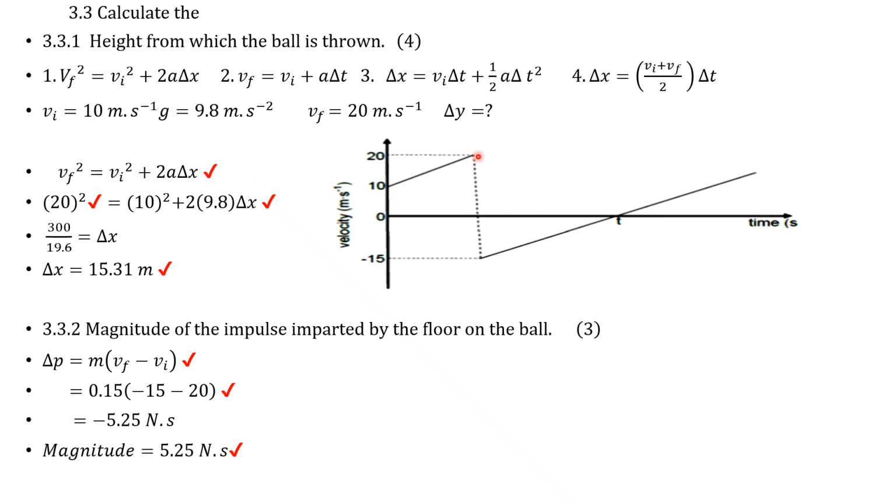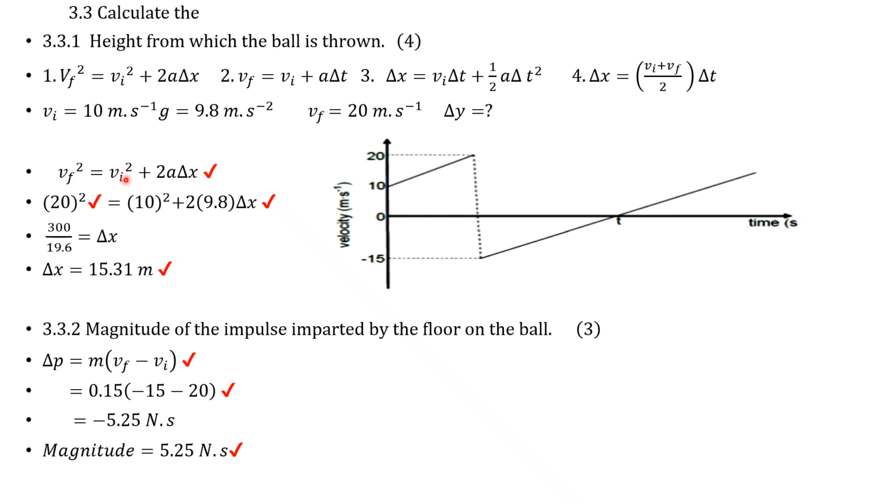When it made contact with the floor, it was at 20 meters per second. While being thrown through the air, gravity always acts, so gravity there is 9.8 meters per second squared. And to know the change in x, how far did it travel? I have initial velocity and final velocity, but I want the change in x, so I'm going to work with equation 1.